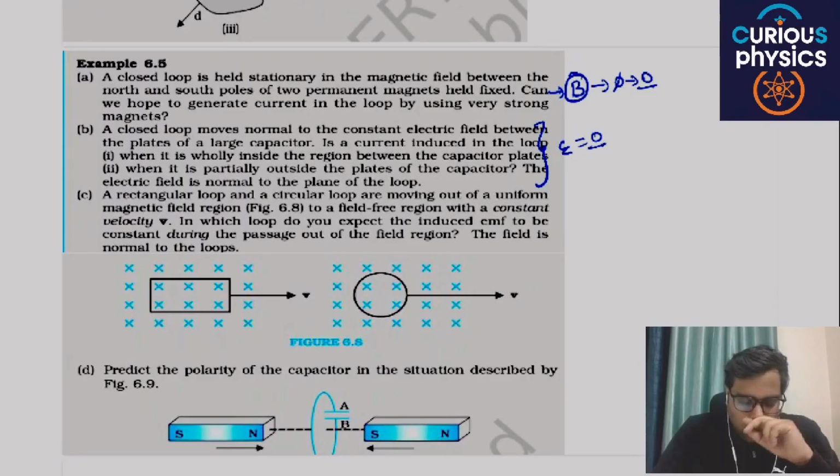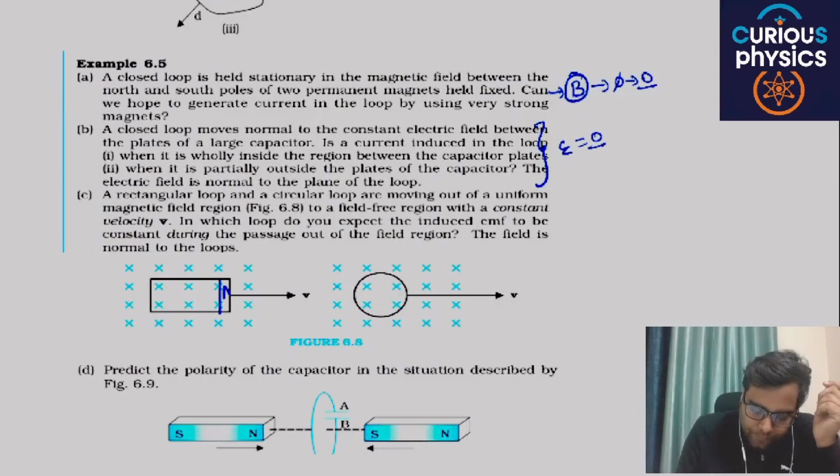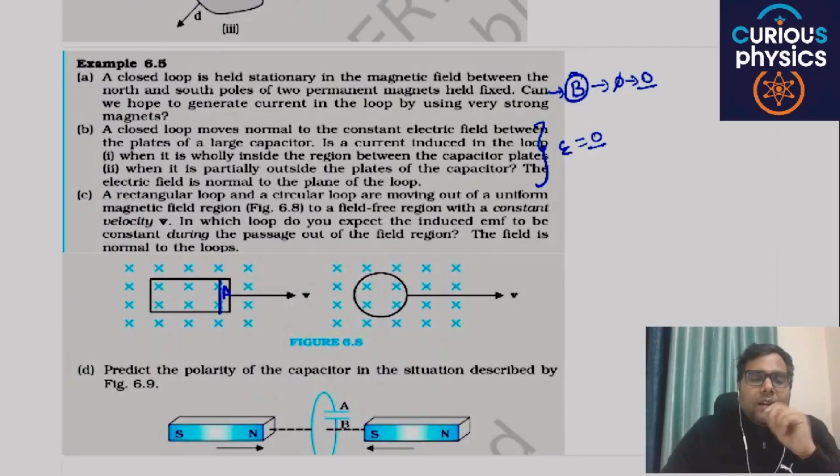Third is, a rectangular loop and a circular loop are moving out of a uniform magnetic field region to a field-free region with a constant velocity. In which loop do you expect the induced EMF to be constant? Induced EMF will be constant in a rectangular loop. Why? Because if the velocity is constant, then the change in area will remain constant. If the change in area remains constant, then the change in magnetic flux will remain constant.